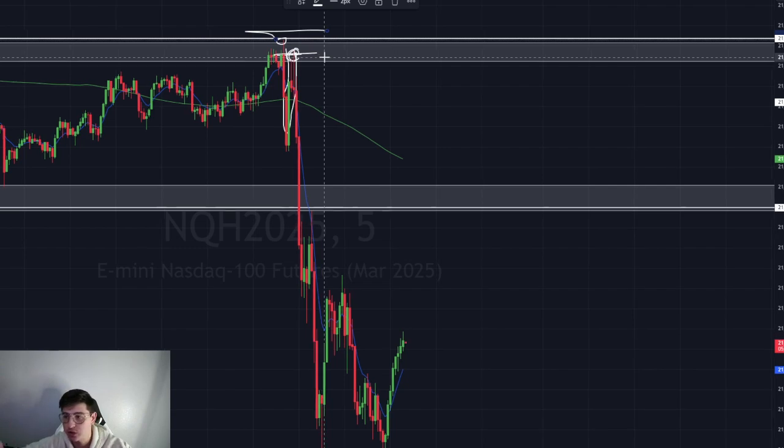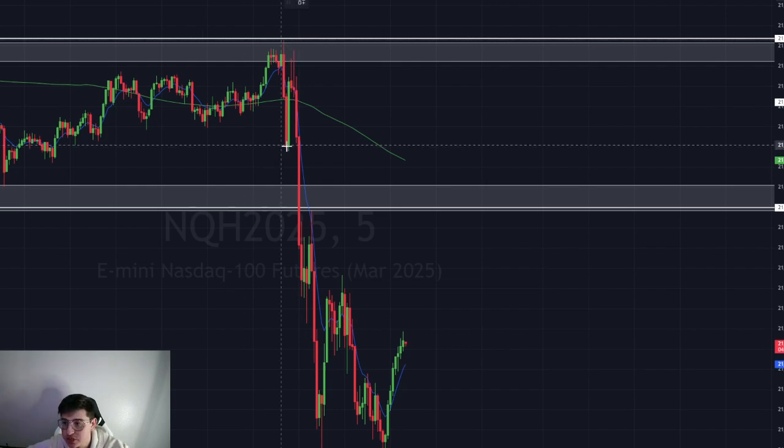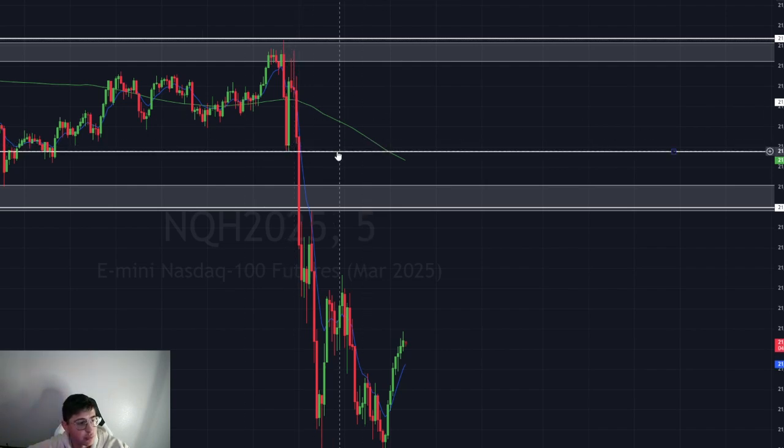Let's say it happened too quickly. We didn't want to play that. We missed out on that opportunity. Fine, whatever, it's okay. Well, now there's a few other things we can do. We do have a little bit of support right here. So if we can break below the support, we're at least going to go back into the zone.